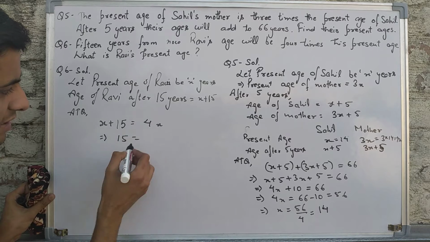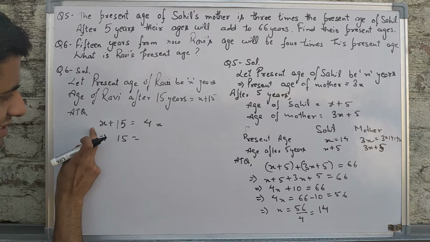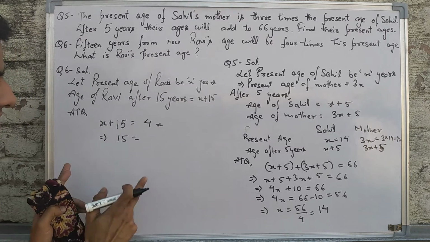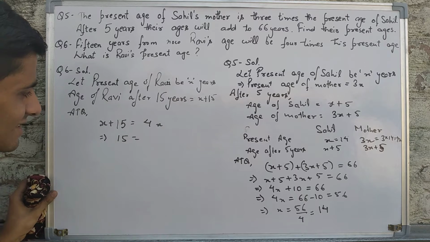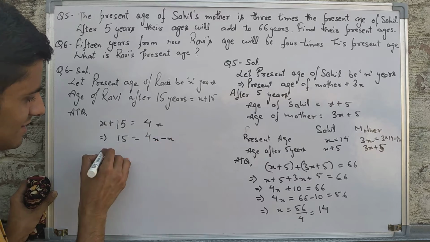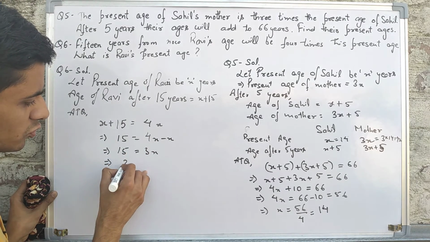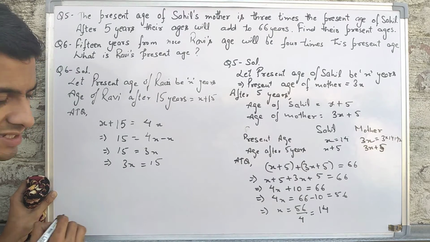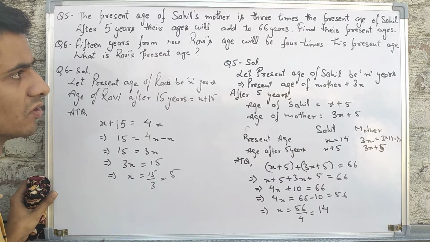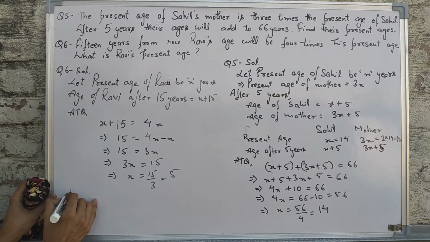So it implies x plus 15 equals 4x. I am transposing. Now x is on this side also, and on this side also. We have to combine terms in which x is there. So I am transposing this x to that side. It will become 4x minus x. 15 is equal to 3x, or 3x equal to 15, is one and the same thing. It implies x is equal to 15 upon 3, which is 5. So present age of Ravi is 5 years.